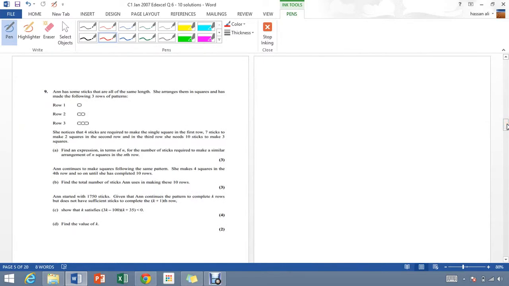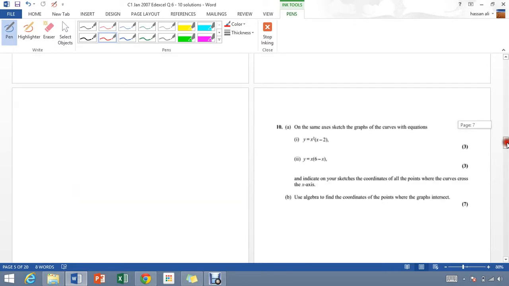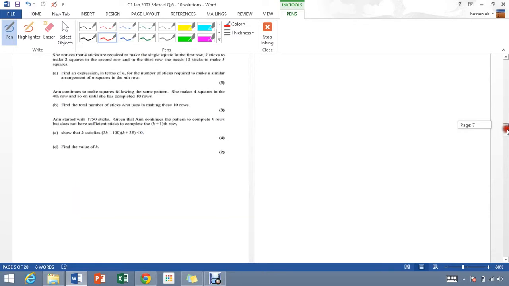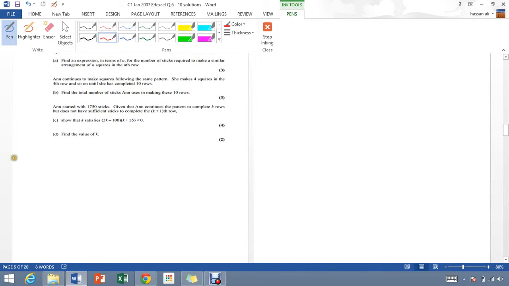Right, question 9. Anne has some sticks, they're all the same length, and she arranges them, so you've got your pattern there. This is your sequences question. It's probably best to know your formulas here as well, so I'll quickly run through this.